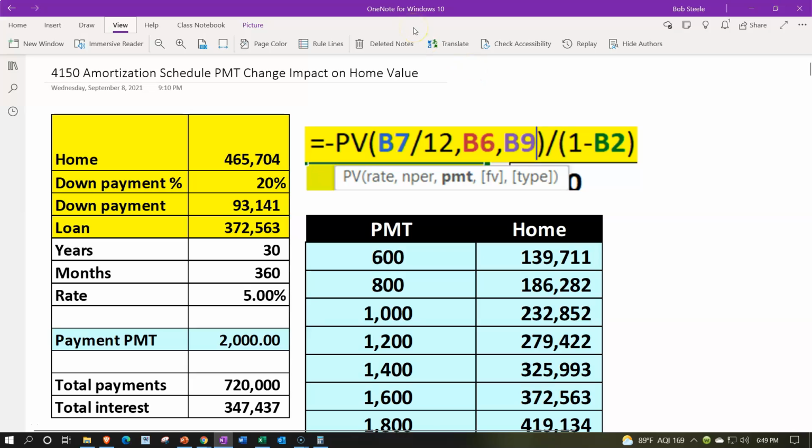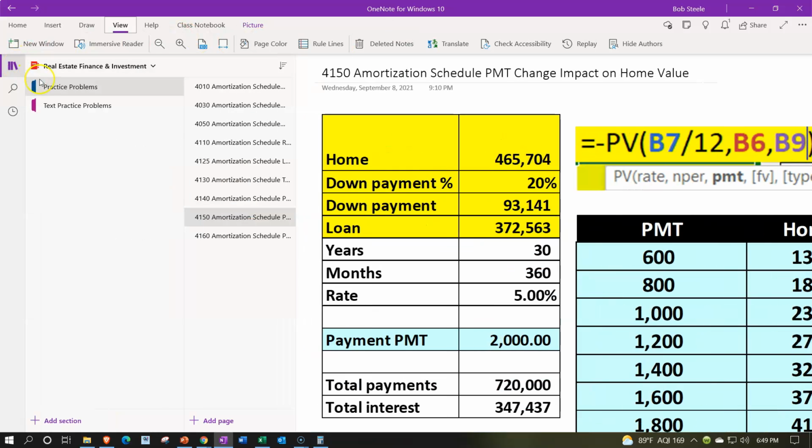Here we are in OneNote. If you have access to OneNote and would like to follow along, you're not required to, but if you would like to, we're in the icon on the left-hand side. We're in the Practice Problems tab, down in the 4150 Amortization Schedule PMT Change Impact on Home Value tab.